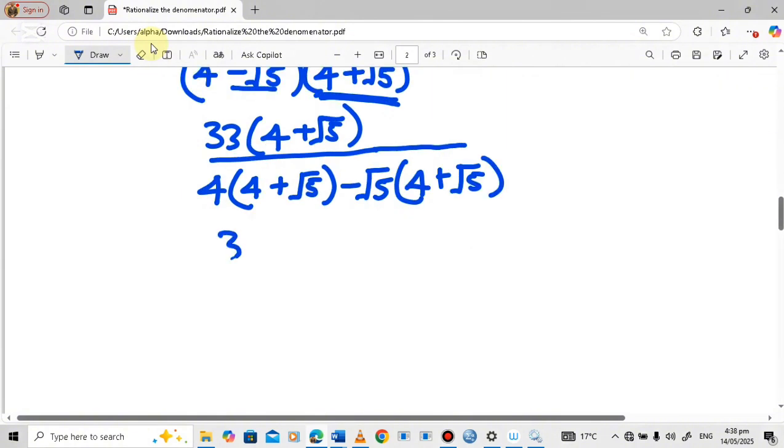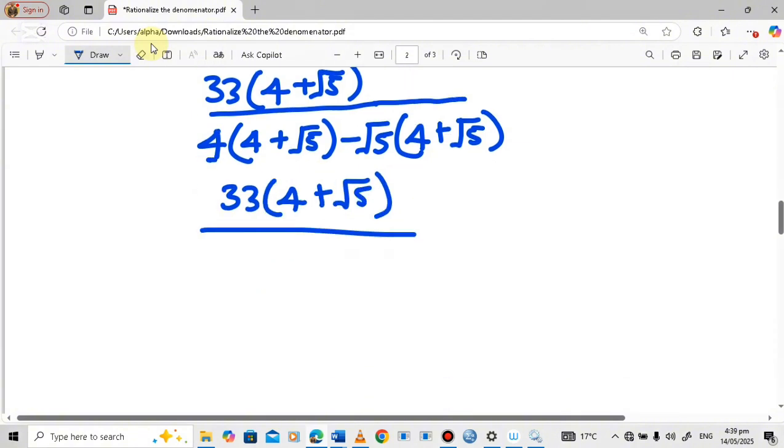Next, we're going to have 33 times 4 plus the square root of 5 over 4 times 4 is 16. Then 4 times positive root 5 is positive 4 times root 5 like this. So we are done opening the brackets here. We come to this part. So we're going to say negative root 5 times 4 is negative 4 times the square root of 5.